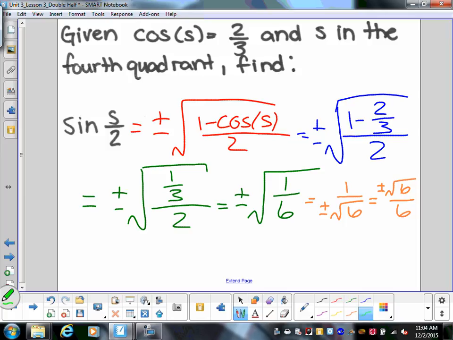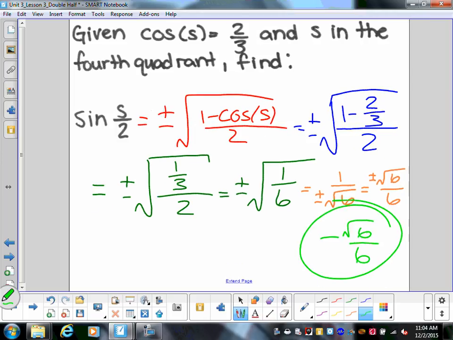And then I need to choose the plus or minus. That'll get you almost all of it. So we need to decide which to choose, the positive root of 6 or the negative root. And we're in the fourth quadrant. Sine is related to y and r. In the fourth quadrant, y is negative, so we choose the negative root. So our final answer is negative root 6 over 6.